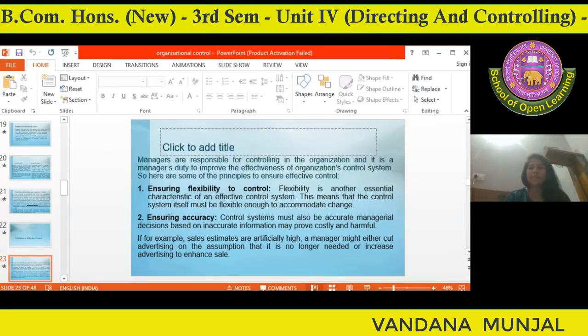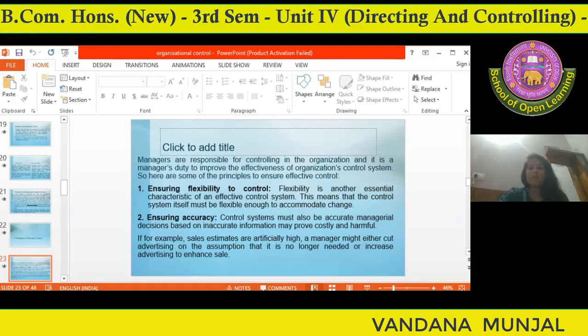You should be very, very flexible with respect to your working. Second is ensuring accuracy. Of course, if you don't have accurate information, you will not be able to measure the actual performance and compare it with the standard performance. You can't do that, so it becomes very costly and harmful. So lack of accuracy in the systems may in fact make you waste time in futile activities. So make sure that you have good control systems that provide you accurate information on time.